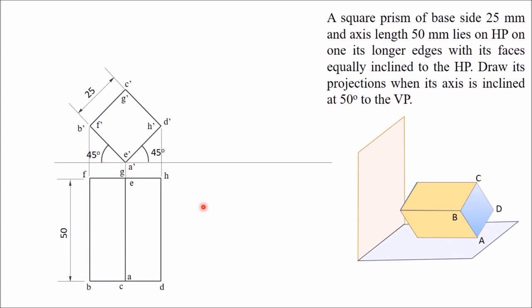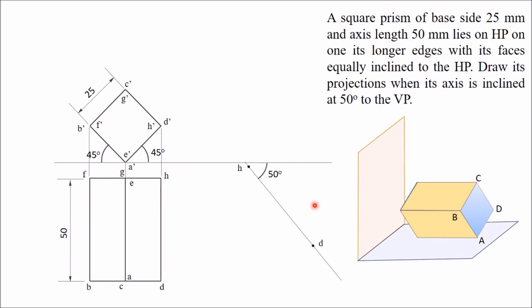Now in the second stage you have to tilt this prism in such a way that the axis is inclined at an angle of 50 degree to the VP. So we will draw this view in the next stage in such a way that the axis is inclined at 50 degree from the XY line. We can see that all these sides are parallel to the axis. The axis is the line joining the center points of the two bases. So the axis and these lines are parallel, so you can take any of these lines inclined at an angle of 50 degree to the VP. So I have drawn one line at 50 degree.